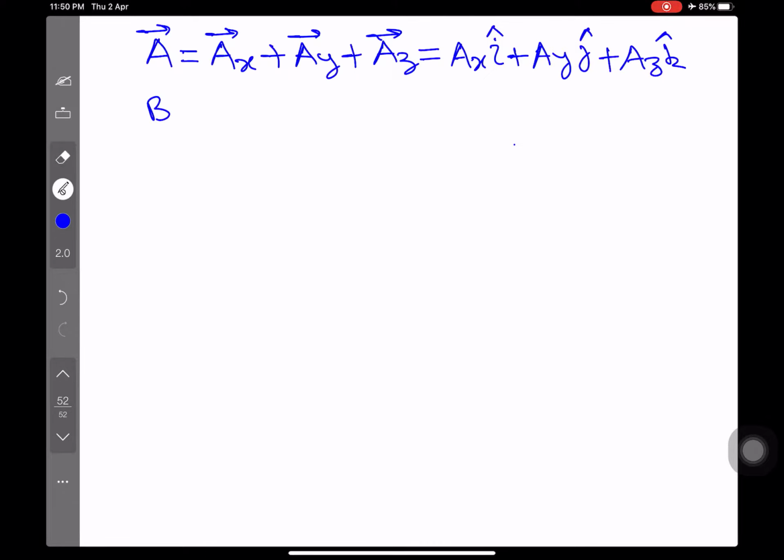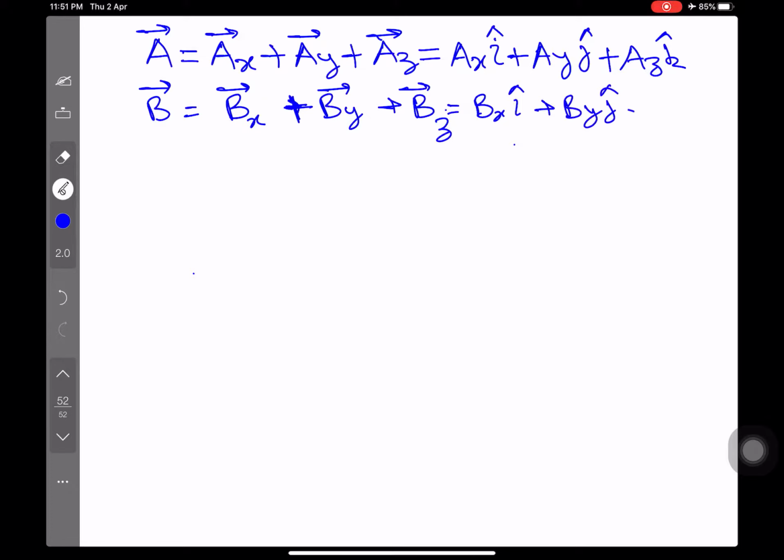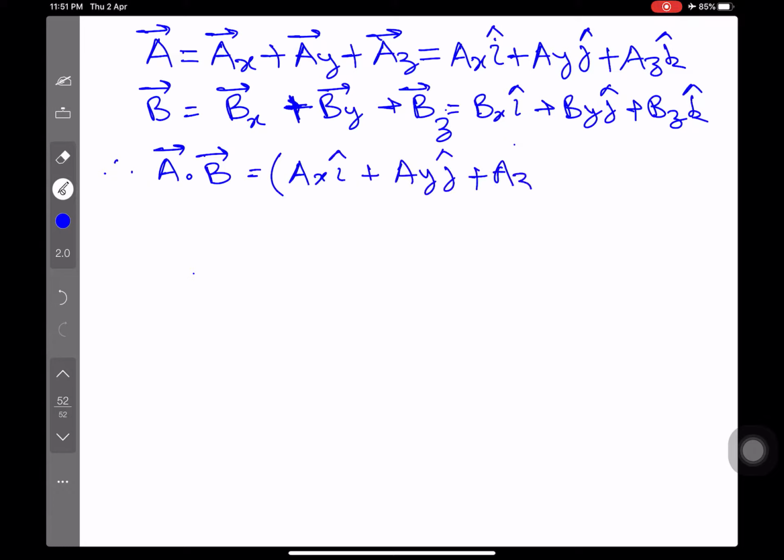Similarly, B vector can be written as BX vector plus BY vector plus BZ vector. BX, BY and BZ are the rectangular components of the vector B along x-axis, y-axis and z-axis respectively. And this is equal to BX I cap plus BY J cap plus BZ K cap. Therefore, A dot B equal to, put the values of A and B here, that is (AX I cap plus AY J cap plus AZ K cap) dot (BX I cap plus BY J cap plus BZ K cap), bracket close.